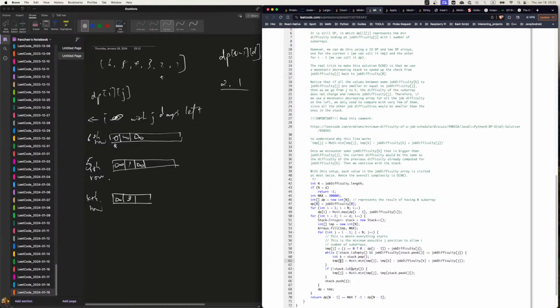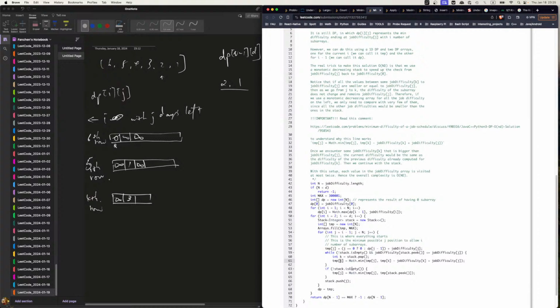Temp stack.peak. Temp stack.peak is the... Oh my goodness, I still don't understand. So basically, as we go through, we put a monotonic decreasing array. Okay, that I can get behind.